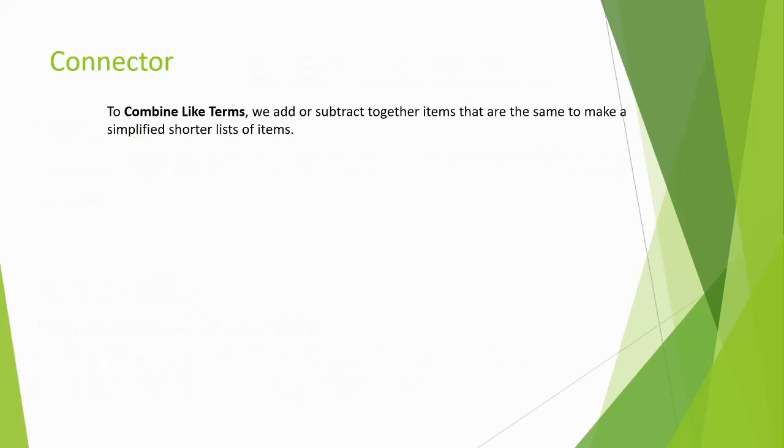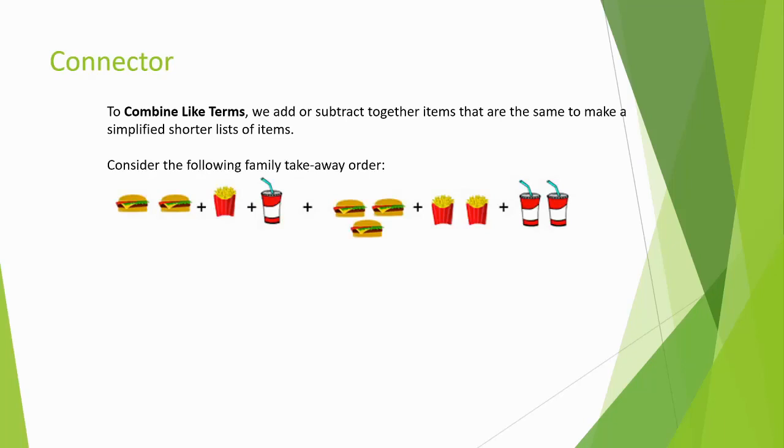Let's connect this to prior knowledge and look at combining like terms quickly, and what is a like term. So let's consider the following order from a takeaway. We have 2 burgers, a fries, a drink, 3 burgers, 2 fries, 2 drinks. Now we can write this down as an expression as 2b plus f plus d plus 3b plus 2f plus 2d.